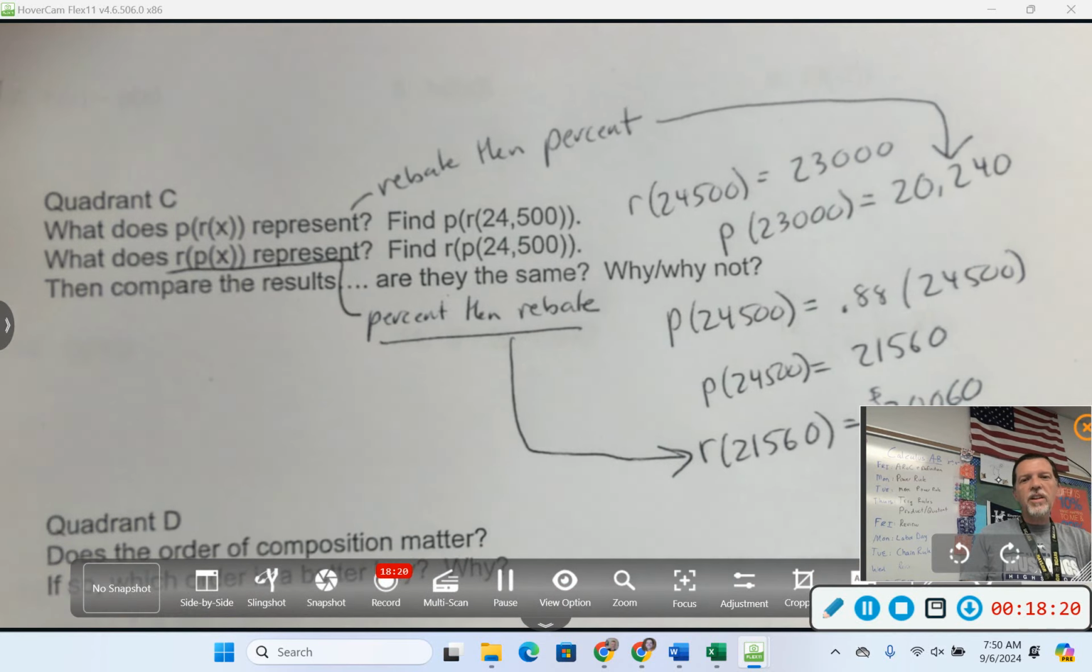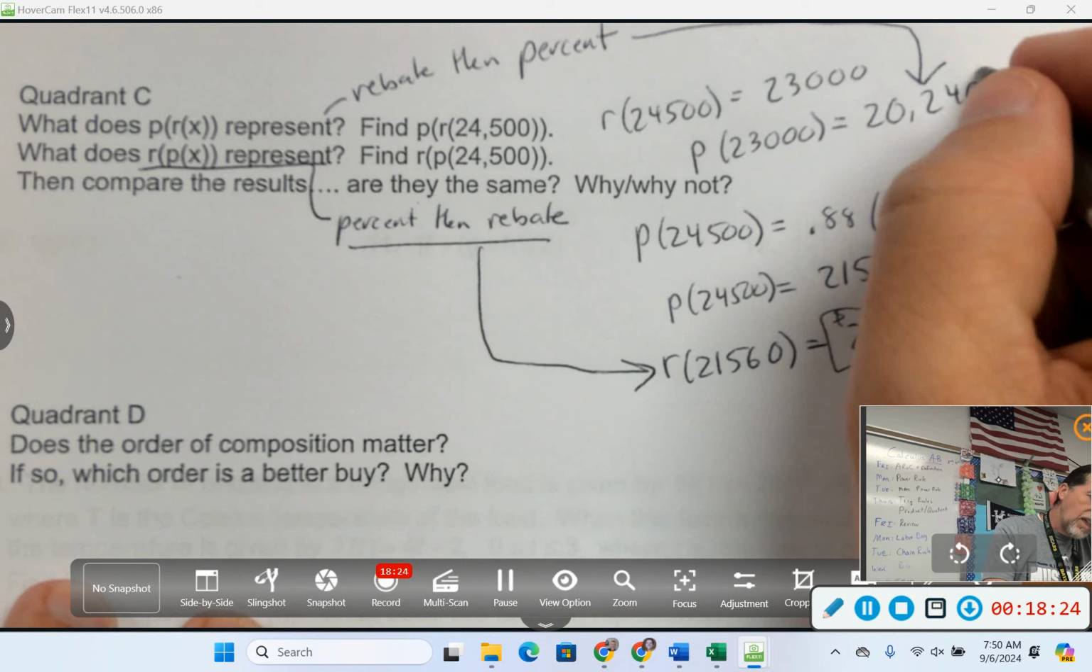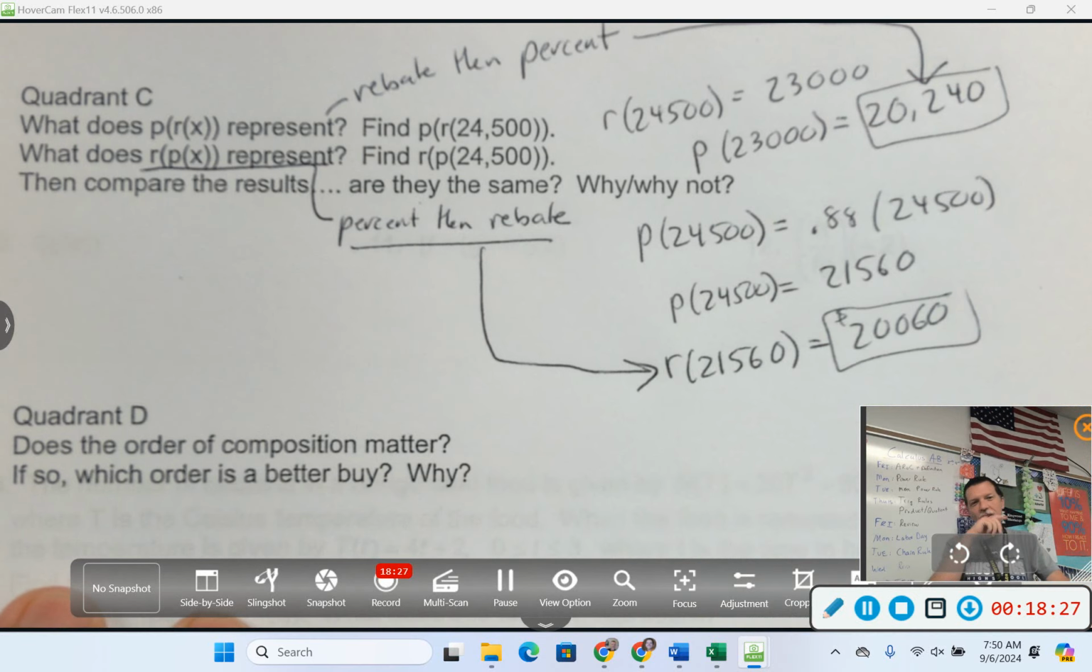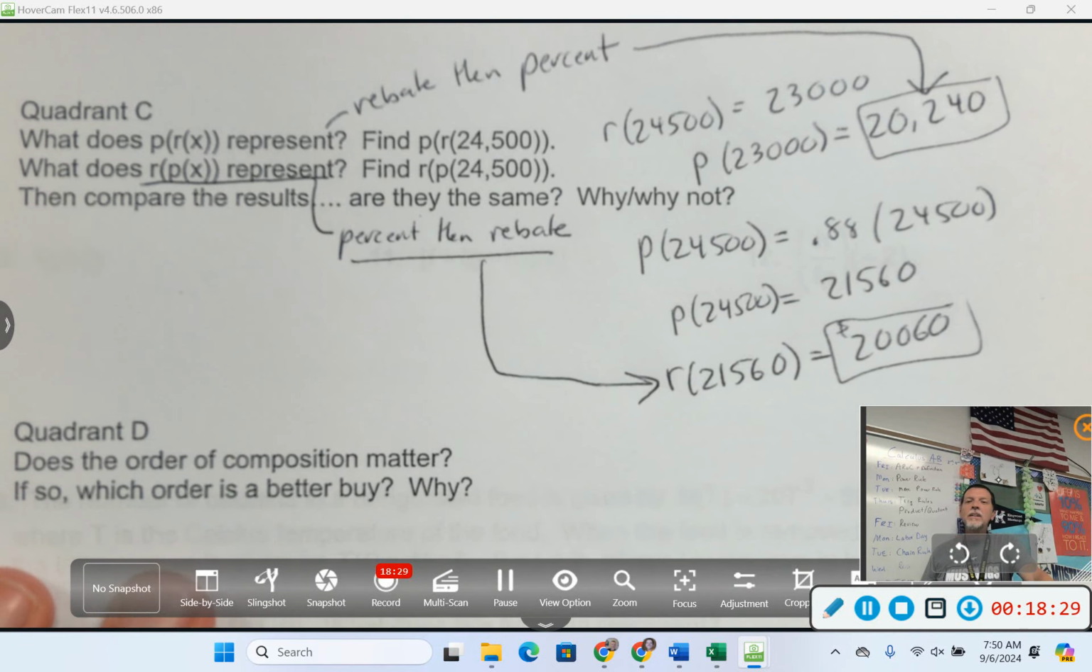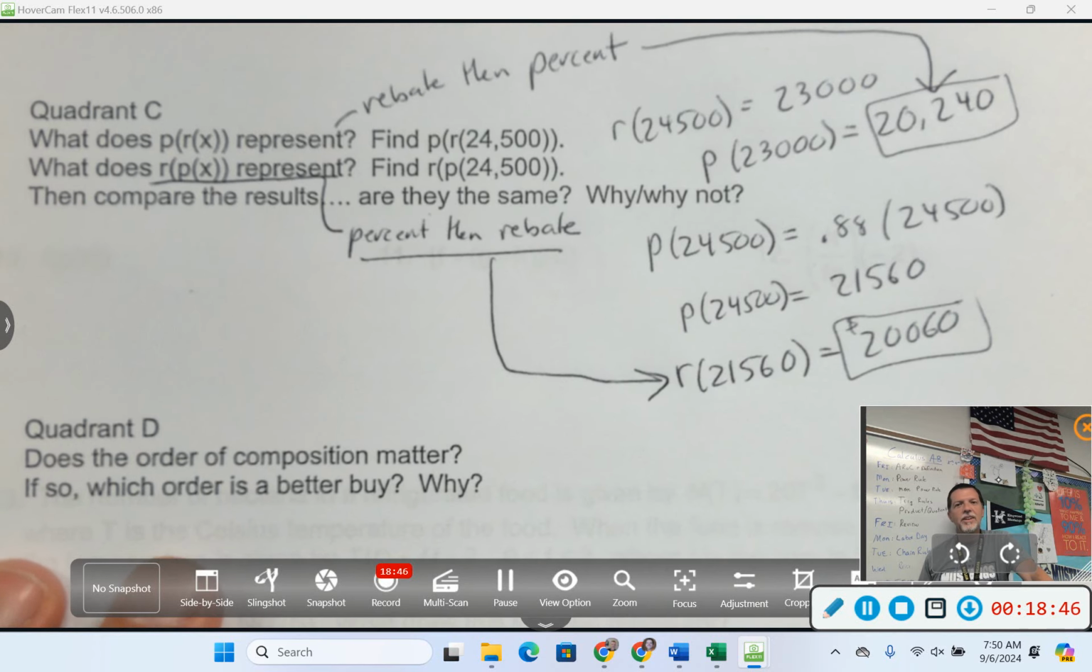So percent then rebate. Not a good new car, no, but certainly a decent used car for that, but the manufacturer would be offering a deal on. So Jack was right, by what is that, $180. Better off to take the percent off first and then get the dollar off.